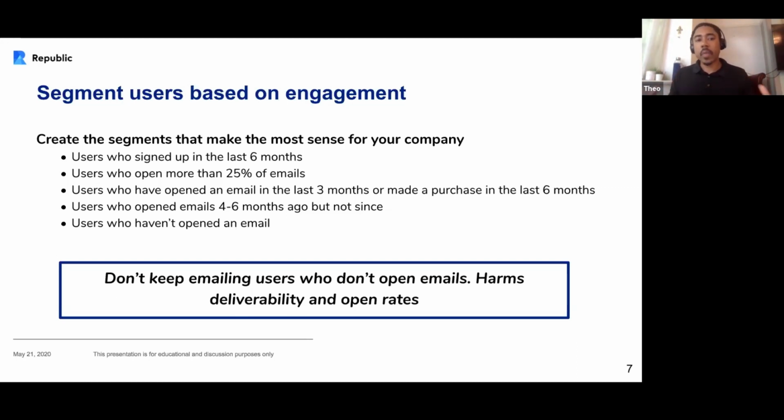So some of the segments that you can go about creating, and I've given you some example ones. So people who have signed up in the last 6 months, let's say, you could say people who have opened 25% or 30% of your emails. You can have people who have opened an email in the last 3 months or who have made a purchase in the last 6 months. These are people who I would like to think are probably the most engaged. Then you can have people maybe like 4 to 6 months ago, but not since. And then you can have users who have not opened an email.